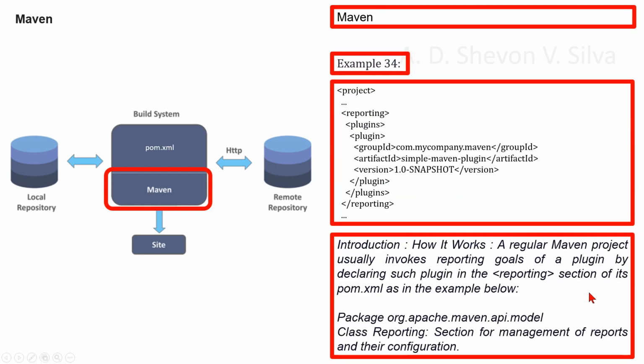Now we are considering how it works in the introduction. A regular Maven project usually invokes the reporting goals of a plugin by declaring such a plugin in the reporting section of the pom.xml, as in this example here.